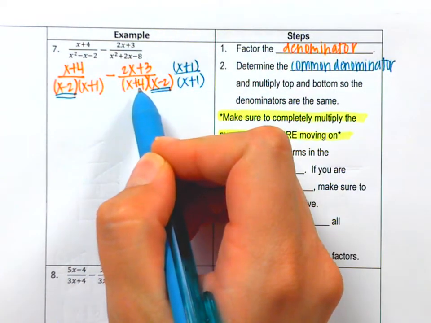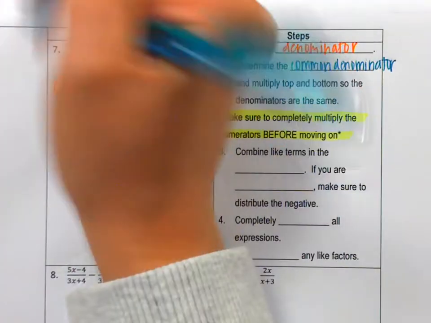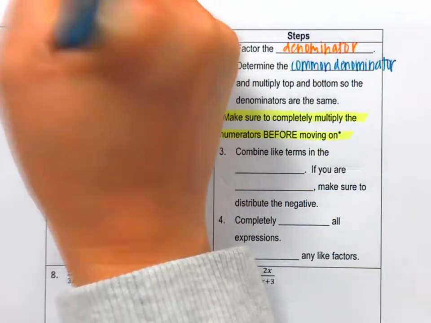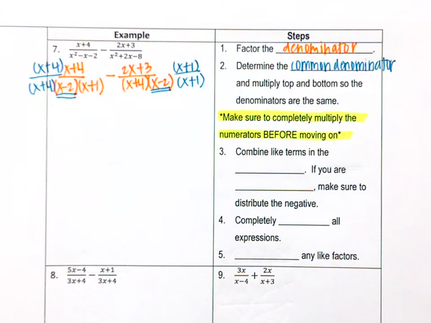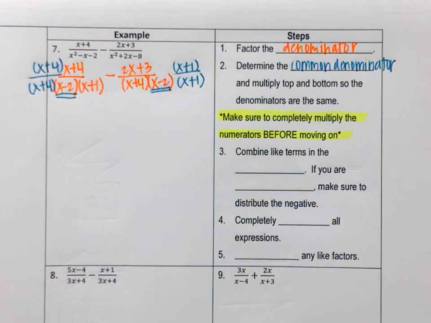This one has an x plus 4, and this one doesn't, so I'm going to multiply the top by x plus 4 and the bottom by x plus 4. We multiply the top and bottom because we're multiplying by 1, essentially. Anything divided by itself is 1. So if you're multiplying something by 1, you're not changing the validity or the structure of the problem at all. That's why you have to multiply top and bottom. So that highlighted part, make sure to completely multiply the numerators before moving on.